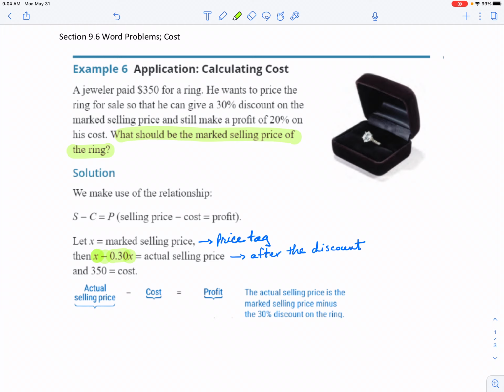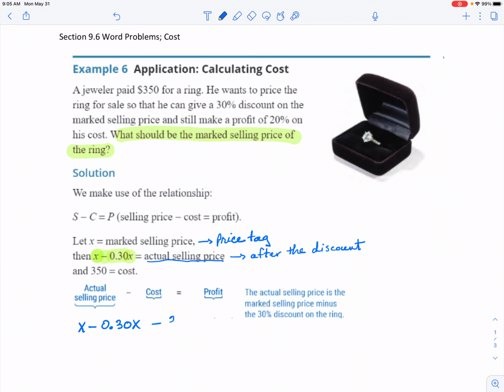All right, so here's what we're going to do. The actual selling price is this original marked price tag less 30% of that price tag. That's the actual selling price. It's the price tag cost less 30%.